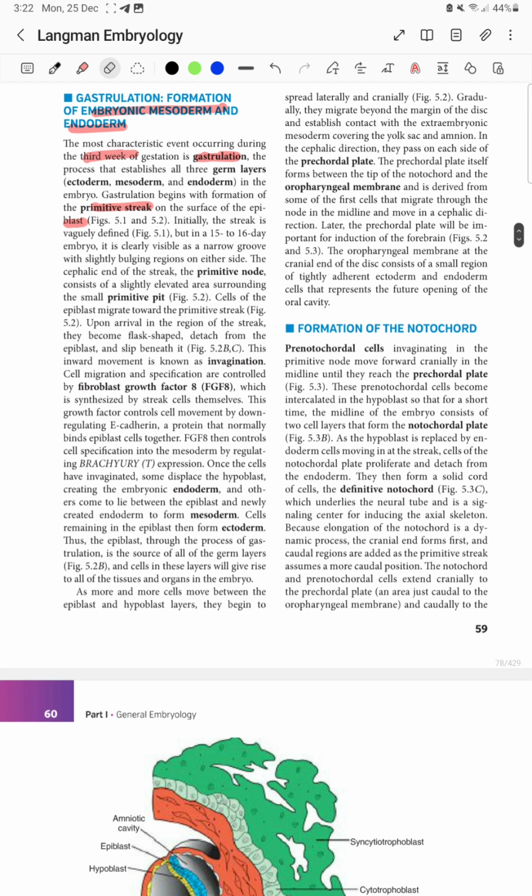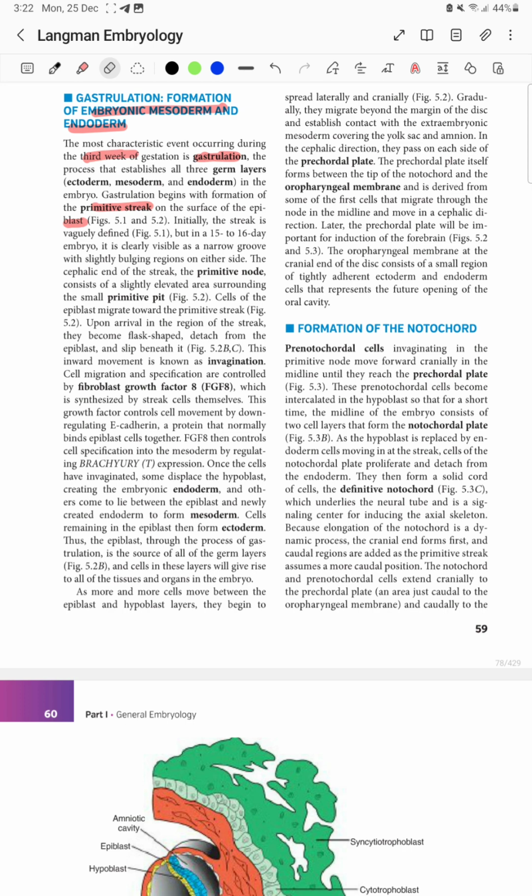Cells of the epiblast migrate toward the primitive streak. Upon arrival in the region of the streak, they become flask shaped, detach from the epiblast and slip beneath it. This inward movement is known as invagination. So cells from the other parts of the epiblast come to the primitive streak and become flask shaped. They detach from the epiblast and slip beneath the primitive streak.